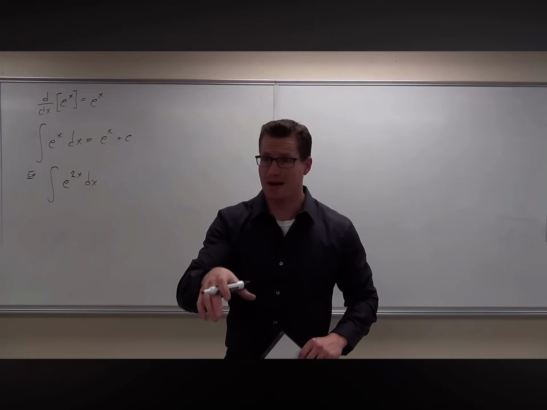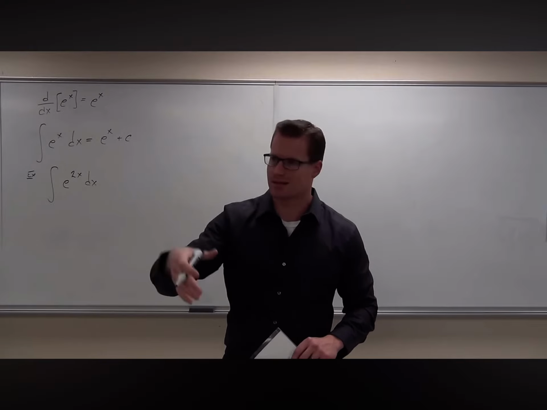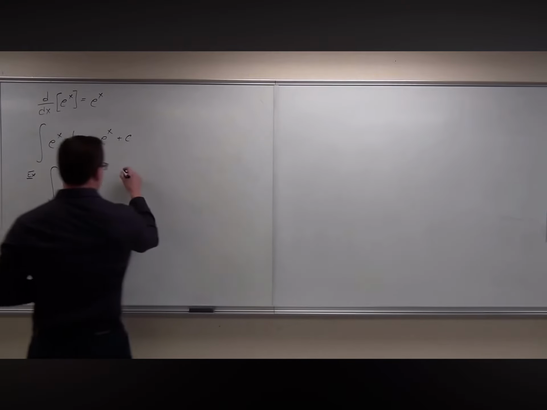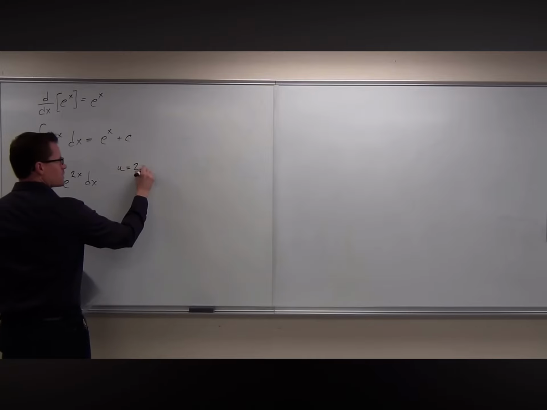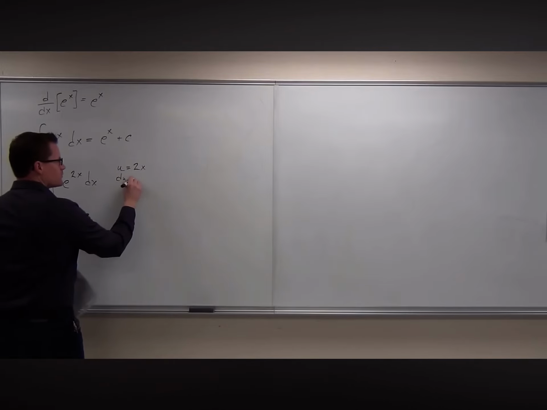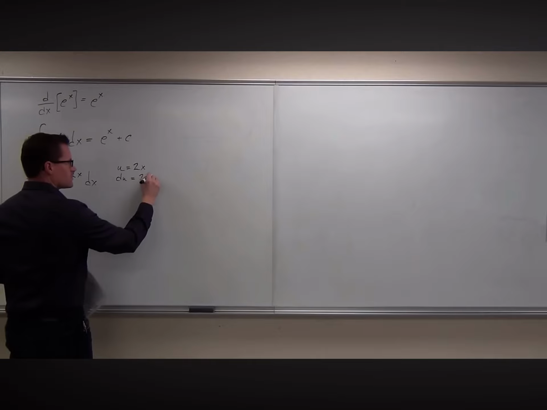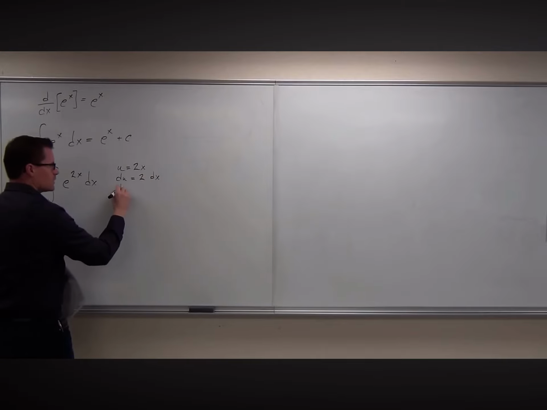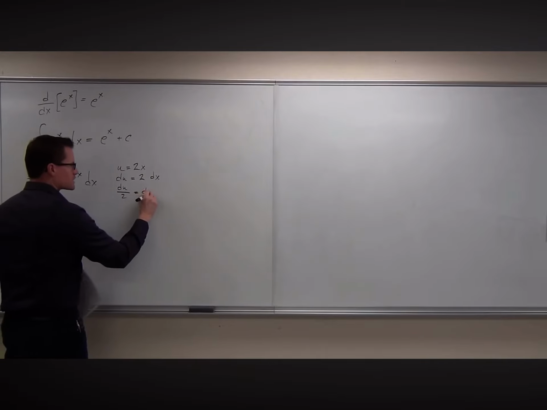So you'd have to have another e to the 2x in there to simplify that. We don't have that. So if we pick u equals, let's just try the 2x. What's the derivative of 2x? 2. 2 dx, or du over 2 equals dx.